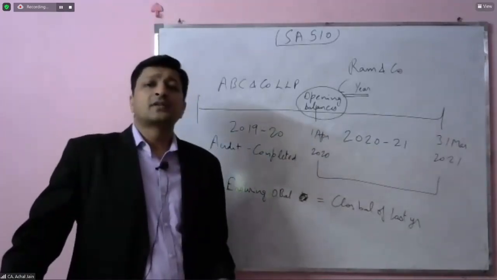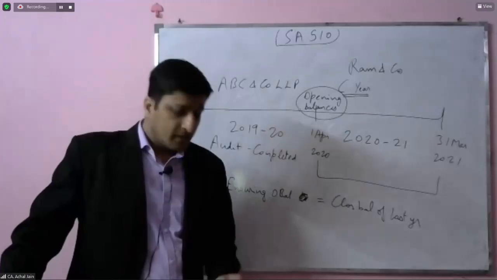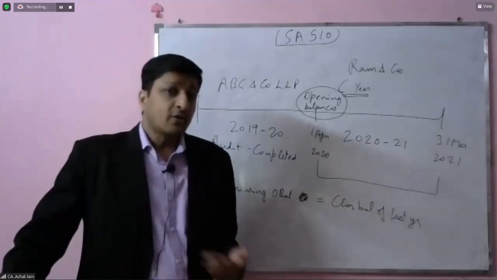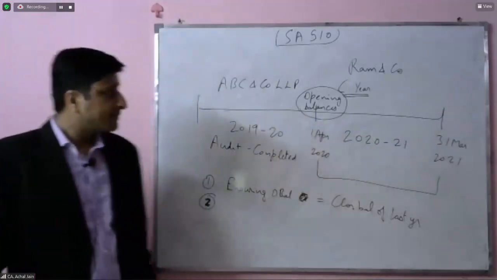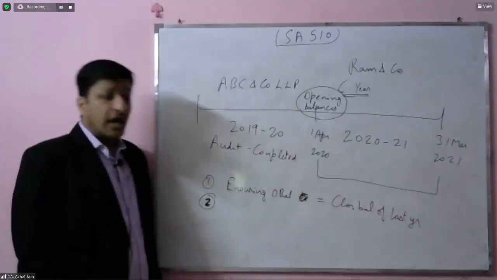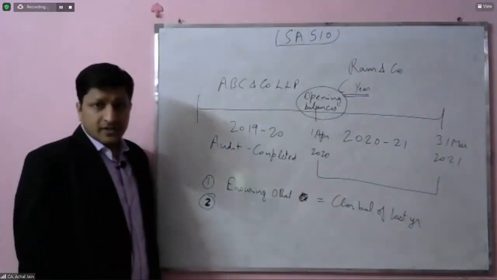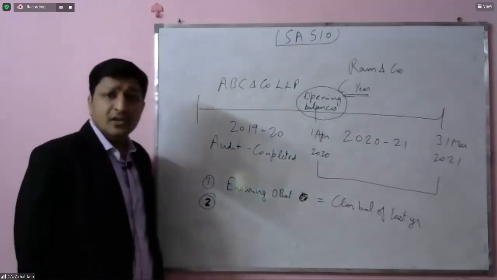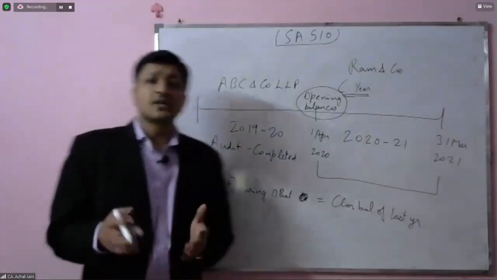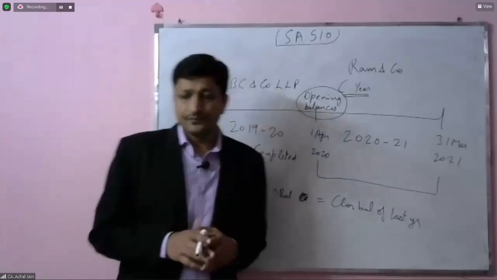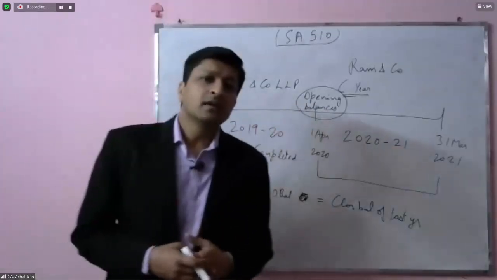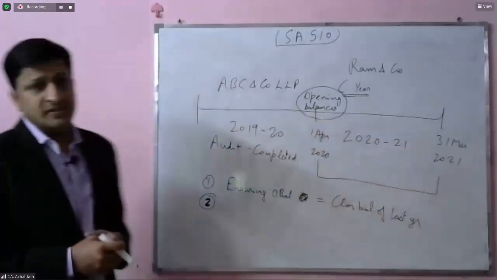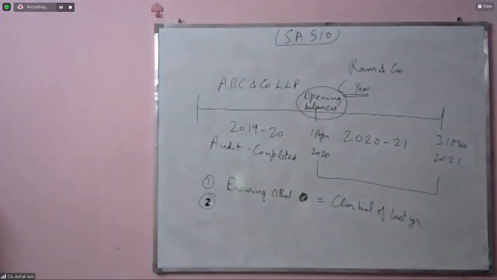Because the new auditor has come in, that cannot be the reason for changing the accounting policy. Accounting policies are driven by the accounting standards, which require consistency of accounting policies, except in certain situations wherein the accounting standards allow the changes. Okay.